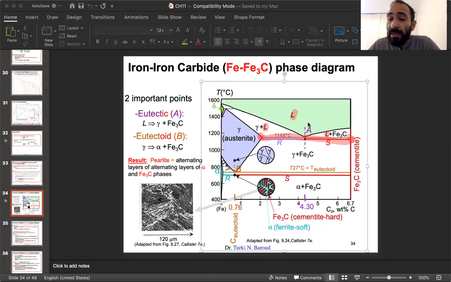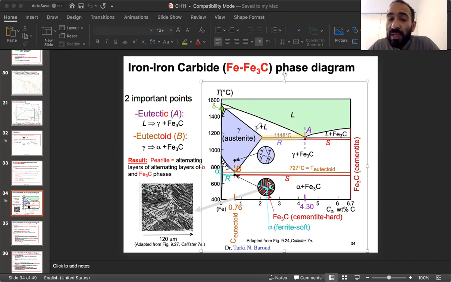But there's something special here, because if you have 4.3 weight%, you have the eutectic composition, and all the liquid is going to transform into gamma plus iron carbide. However, if you're in the hypoeutectic, you are in a composition that is lower than the eutectic composition. So if you are in this region, what's going to happen?